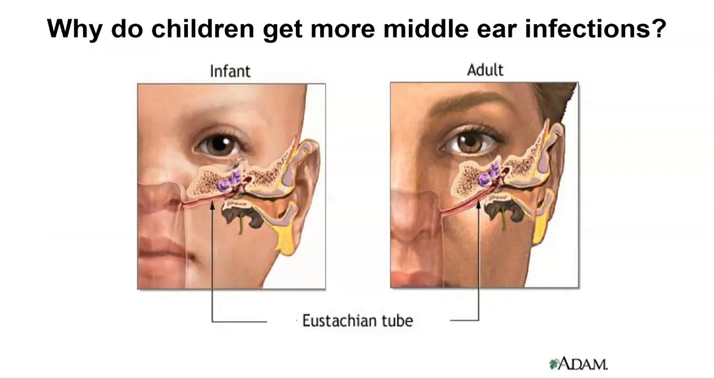And so it turns out that the pharyngotympanic tube, or the eustachian tube, is more horizontal and shorter in children, and this causes drainage from the nose to more easily reach the middle ear and cause infections. So this would give us an answer to the question of why children get more middle ear infections than adults do. In adults the tube is longer and more vertically oriented, making it more difficult for nasal drainage to reach the middle ear.